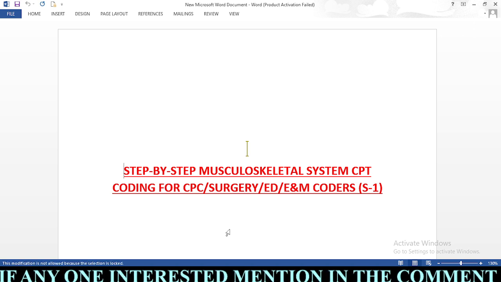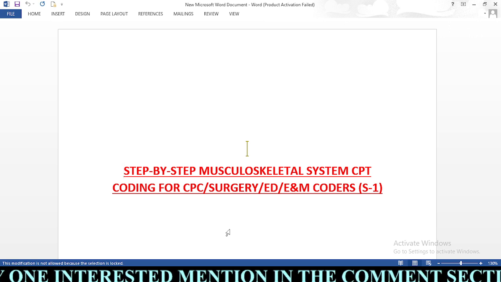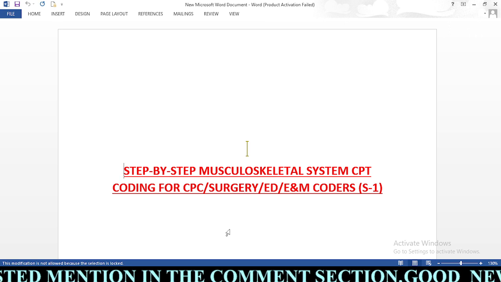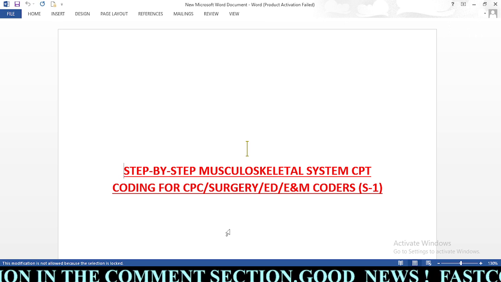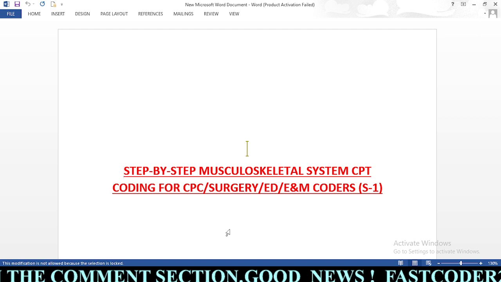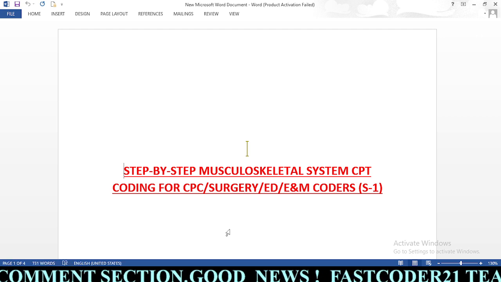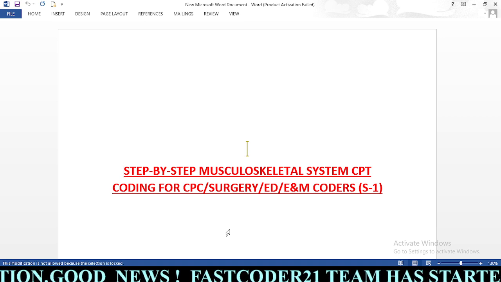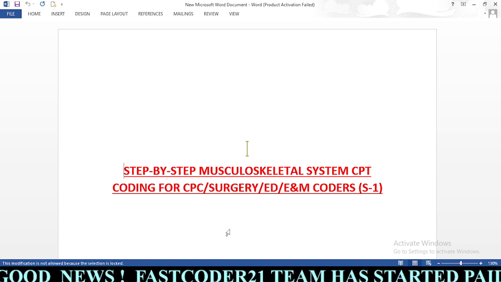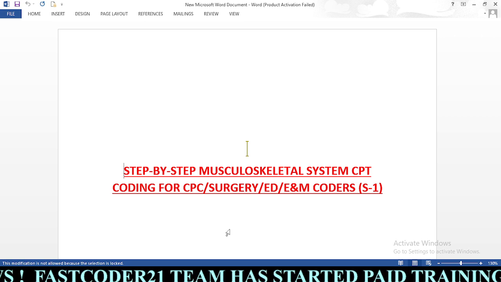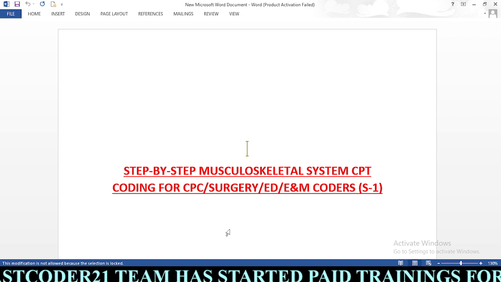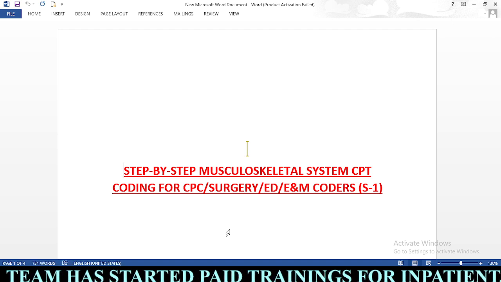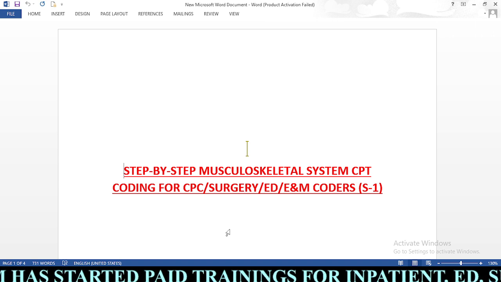Today we are going to learn one of the most complex CPT coding systems, which is the musculoskeletal system. Our topic name is Step by Step Musculoskeletal System CPT coding for CPC, Surgery, ED and E&M coders, session 1. Coders, as it is not possible to cover the whole musculoskeletal system in one session, we have divided the sessions based on the requirement. So today we are going to learn session 1.